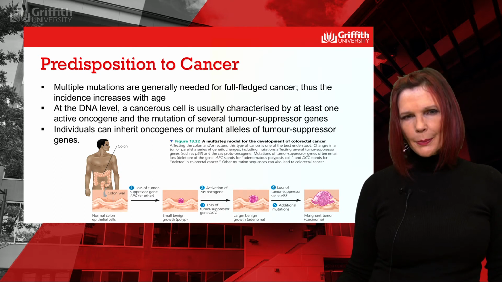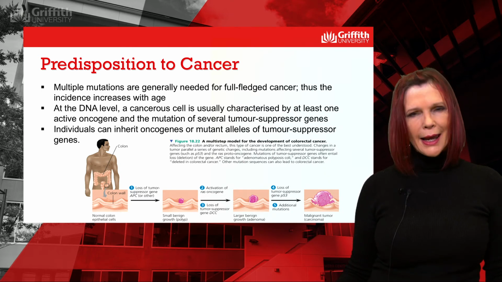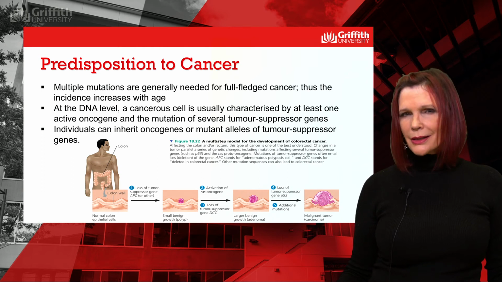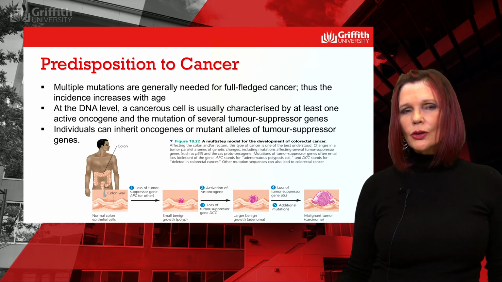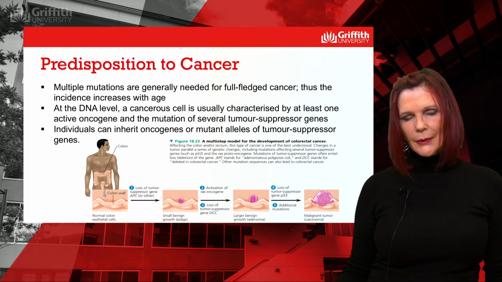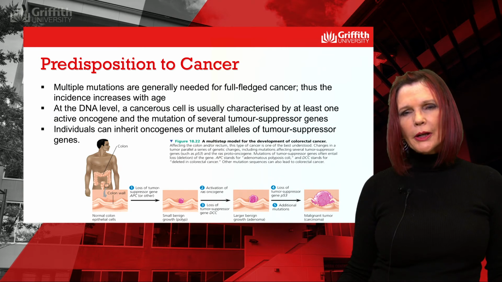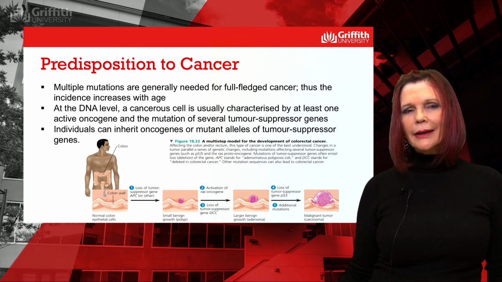Colorectal cancer is one of the best understood types of human cancers that fits the multi-step model. Nearly 13,000 new cases of colorectal cancer are diagnosed each year in Australia and New Zealand, and it usually develops gradually. The first sign of this cancer is the development of a polyp, which is a small benign growth of cells in the colon lining.